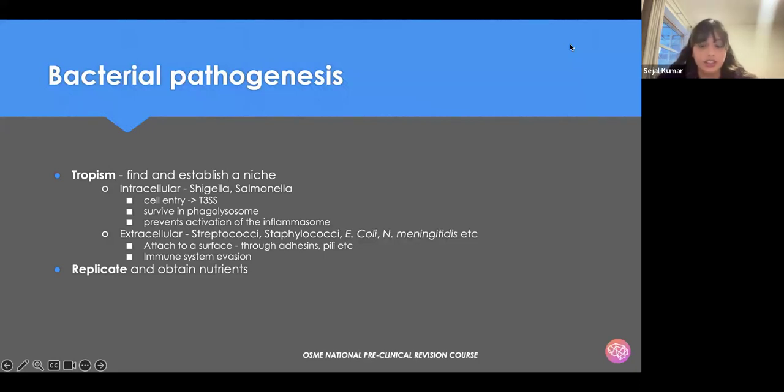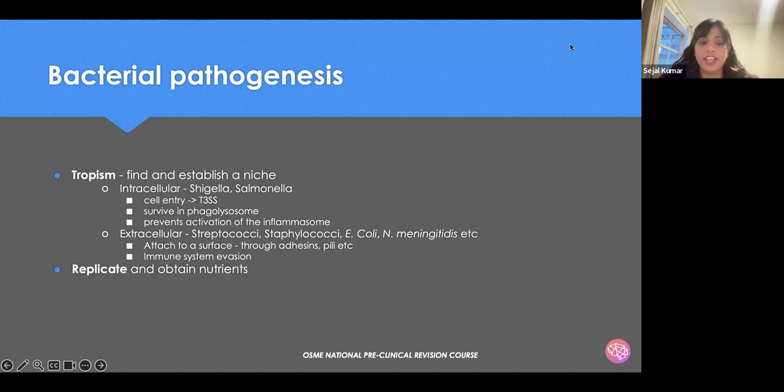E. coli, as you can see, there's a bunch of examples on there. They have to attach to a surface, and by adhering to a surface, they try to prevent being killed by the immune system, because they need to be able to adhere to something so that they're not swept away. It's a really bad way of saying it.